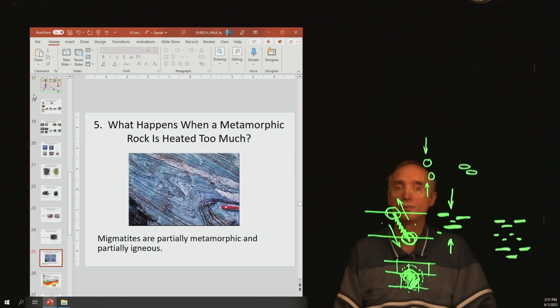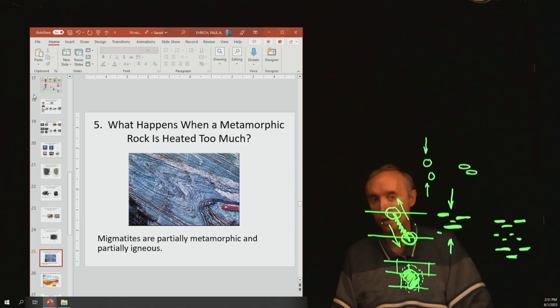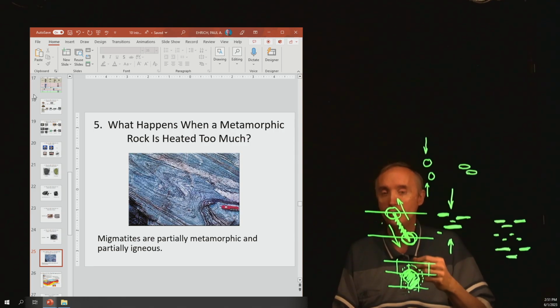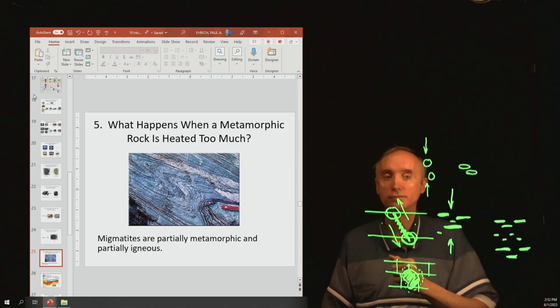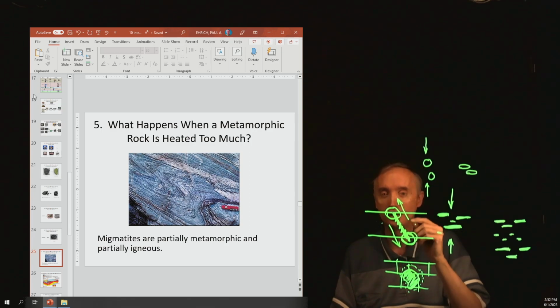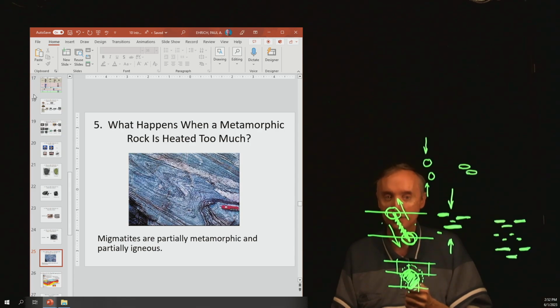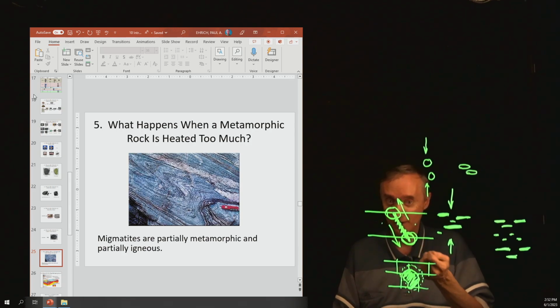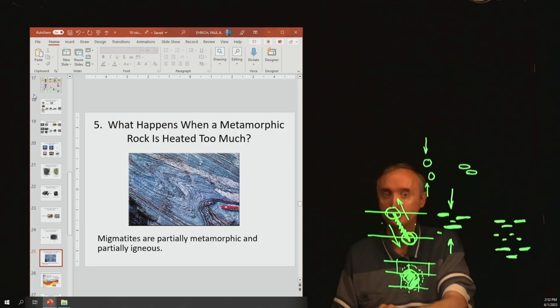All right, what happens when a metamorphic rock is heated up too much? We know that if it's heated up too much, it melts. And then when it solidifies, it would be an igneous rock. In a migmatite, what happens is it partially melts. So it's not a metamorphic rock, because a metamorphic rock does not melt. It's not an igneous rock because it would completely melt. So it's kind of half and half. And so that's what a migmatite is going to be.